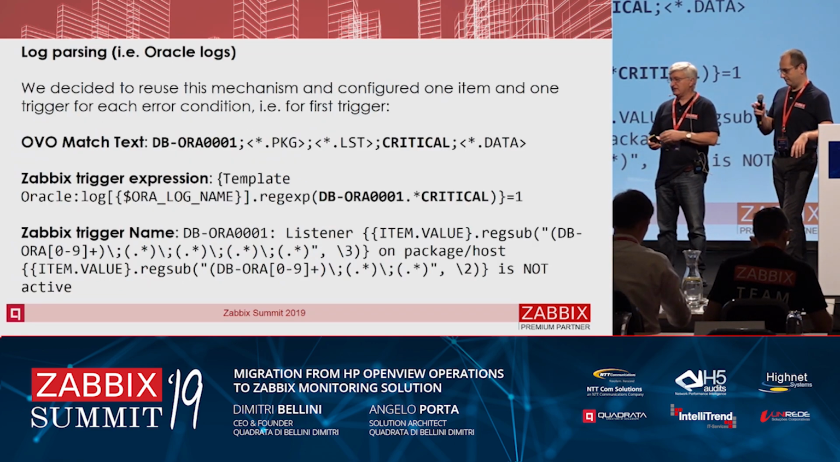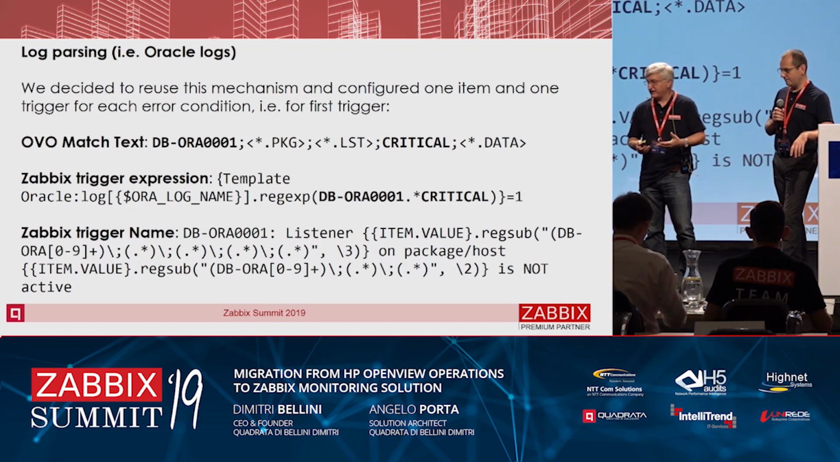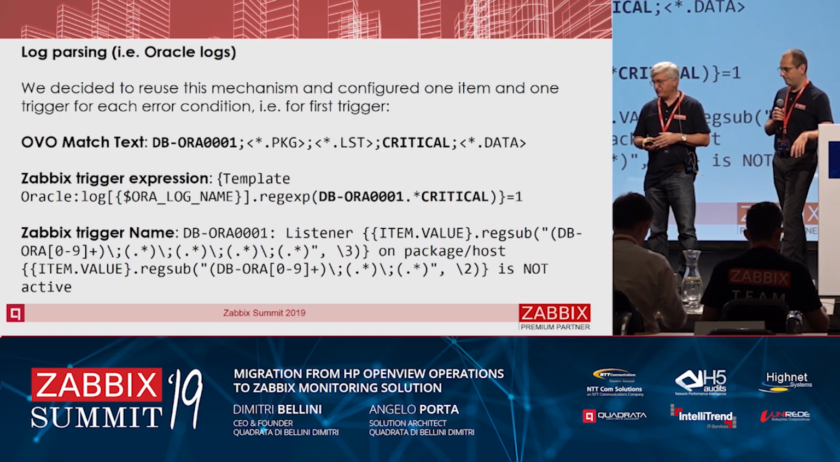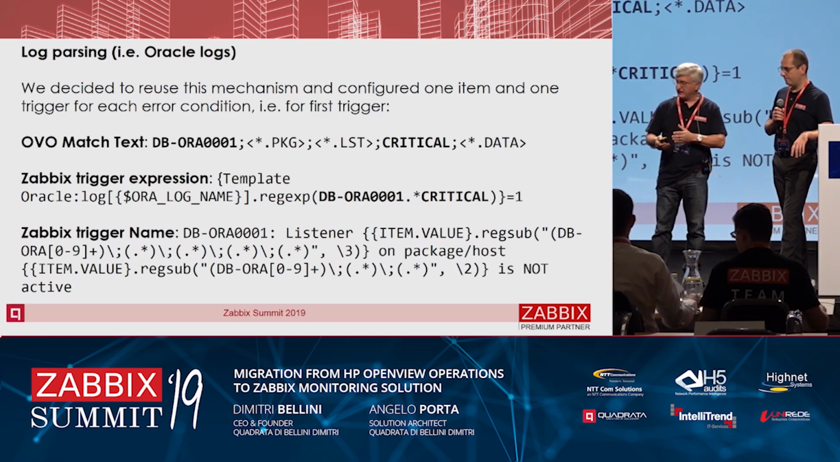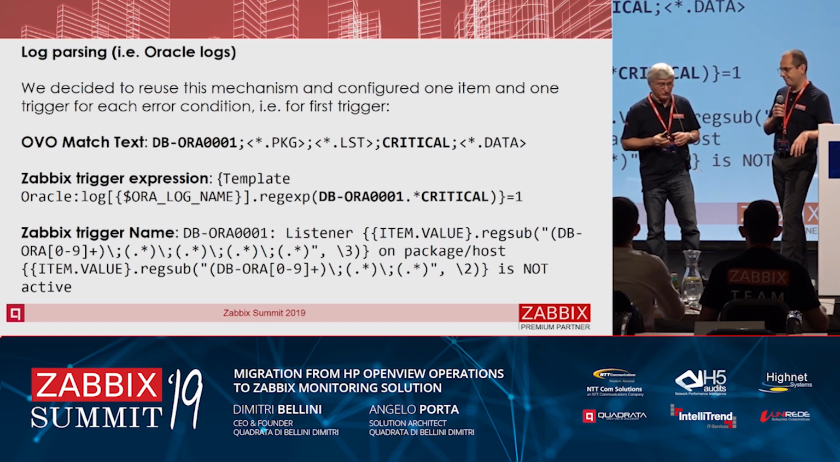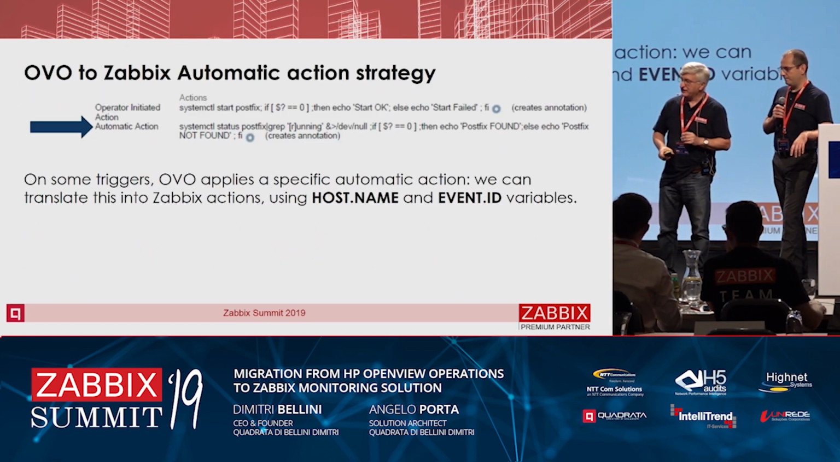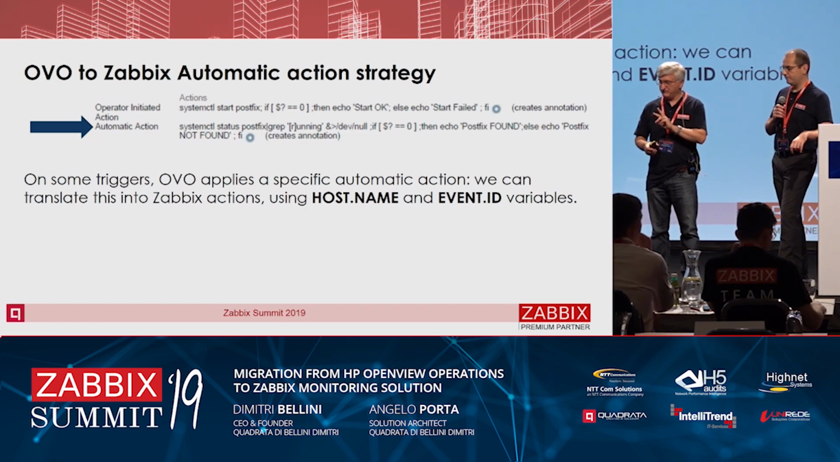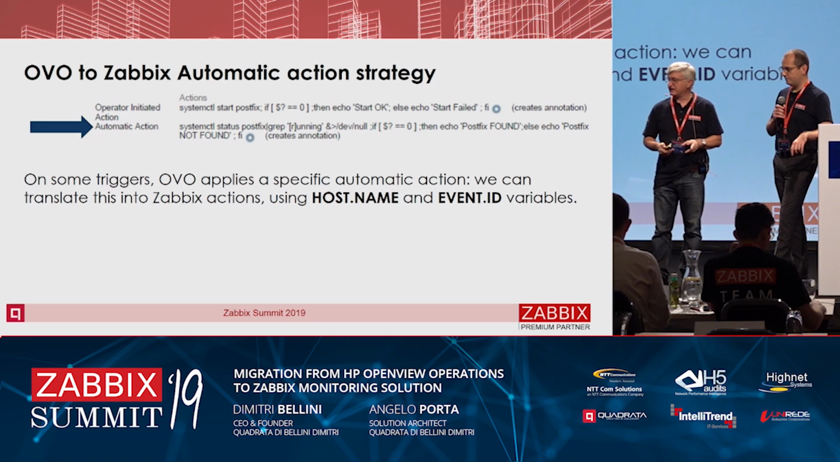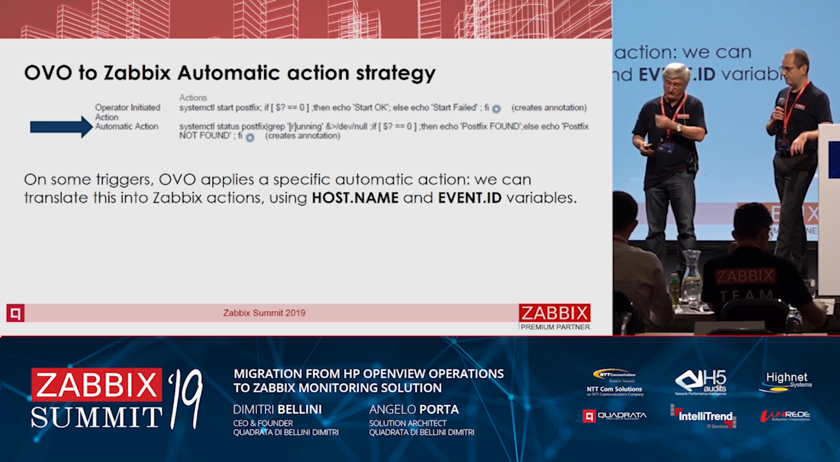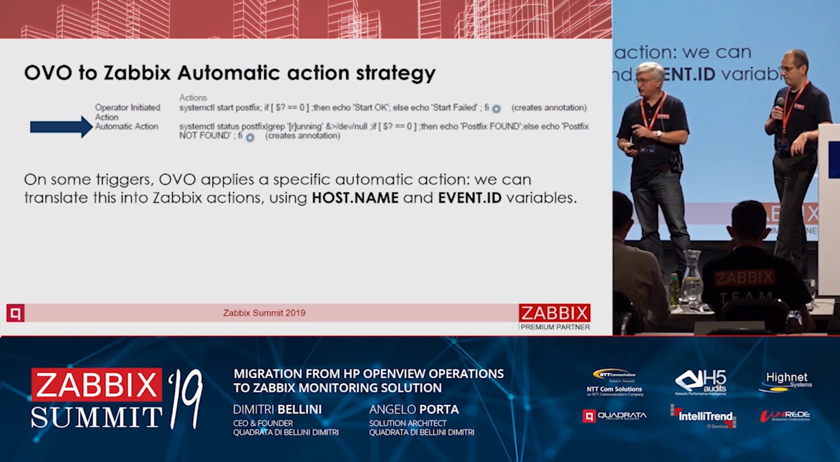And this is a problem for them. Then, okay, here is the translation, it's very straightforward. There is an HP OpenView match text, the Zabbix trigger expression, and the Zabbix trigger name. As Dimitri told you, this is much more complicated. In this case, I put a regular expression that is very simple to understand. There are two things that need attention. The first one is the automatic action, because for some conditions in OVO it is possible to start an automatic action.